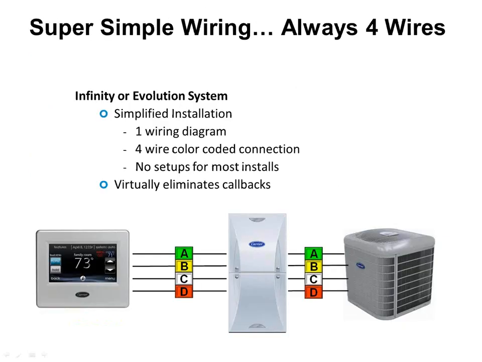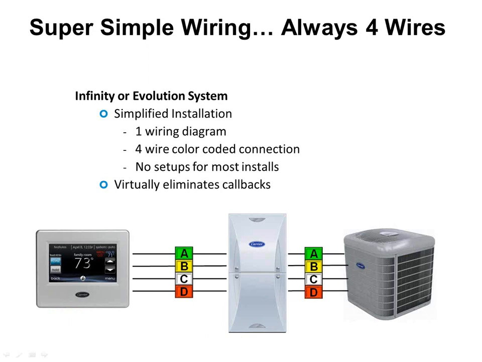The nice thing about it is you would think a lot of that stuff would require billions of wires to control 61 stages of heat and all this other stuff. But it doesn't. It's always a 4-wire deal. A and B are communication, C and D are power. That's pretty much it. So it's always a 4-wire setup.